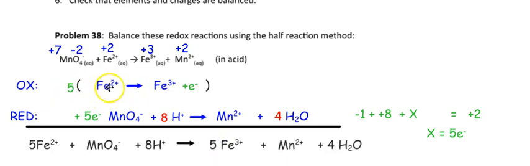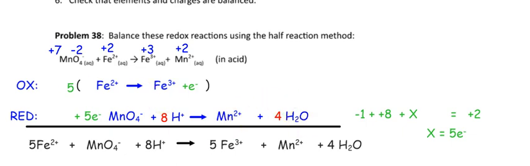So again, I have 5 iron, 2 pluses. My electrons canceled out. 1 permanganate, 8 hydrogens. Those are all my reactants. So everything on the left-hand side of the arrow goes together. Next, I have 5, don't forget to multiply, 5 iron, 3 pluses. That's the other thing that people will forget to do, is to carry that 5 throughout. I have 1 manganese, 2 plus ion, and I got 4 waters.